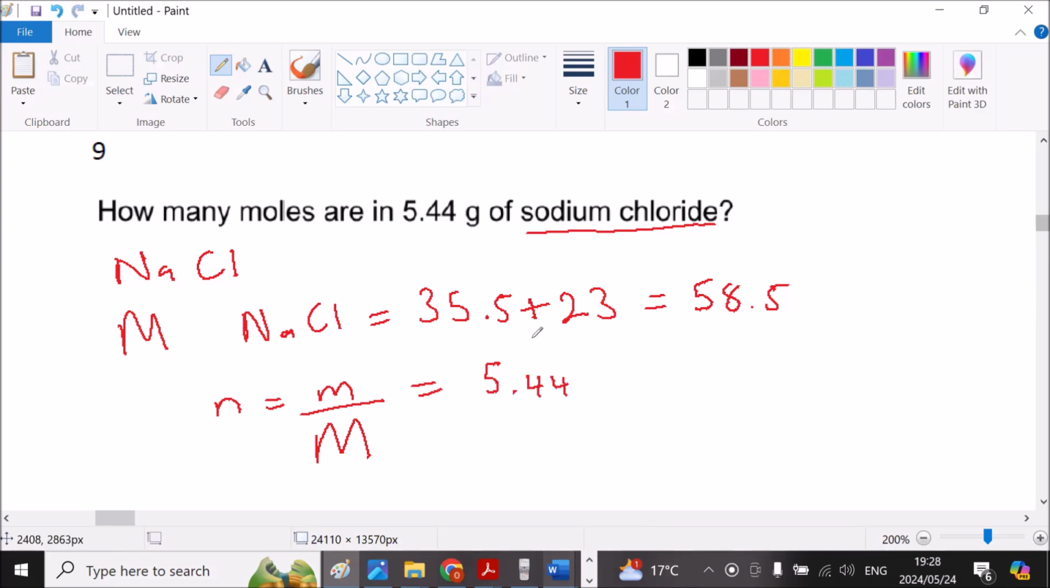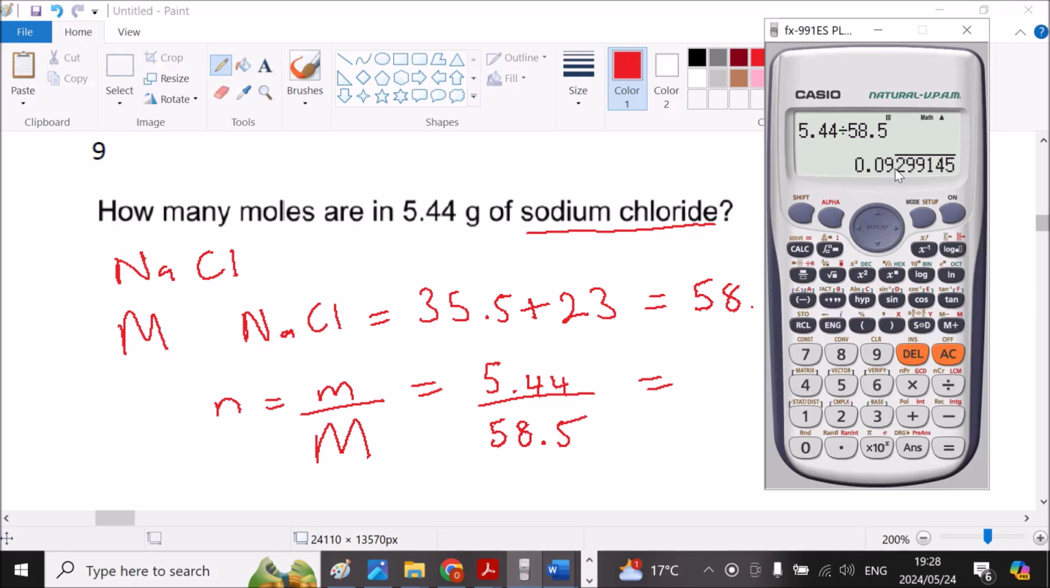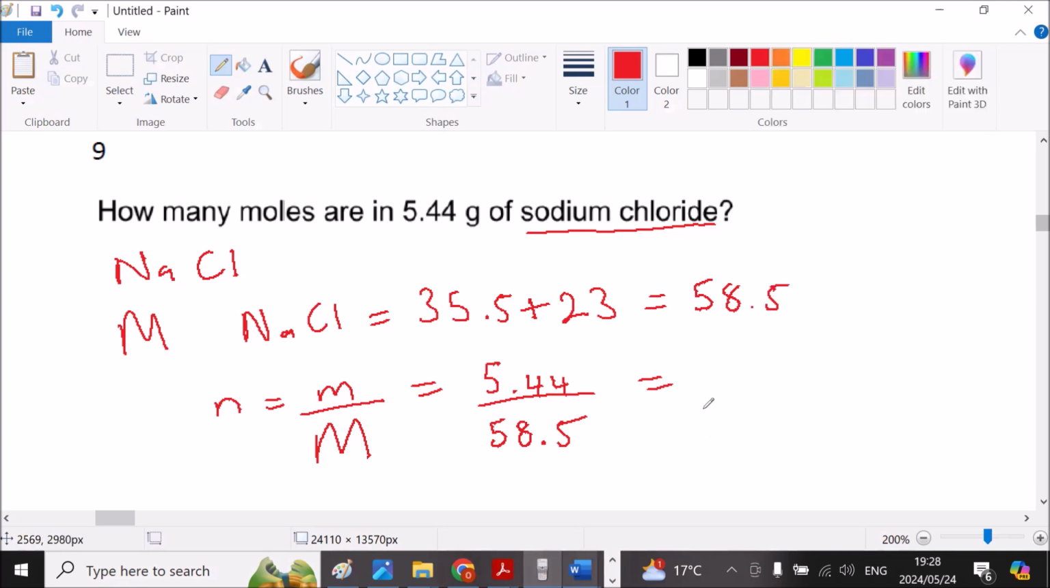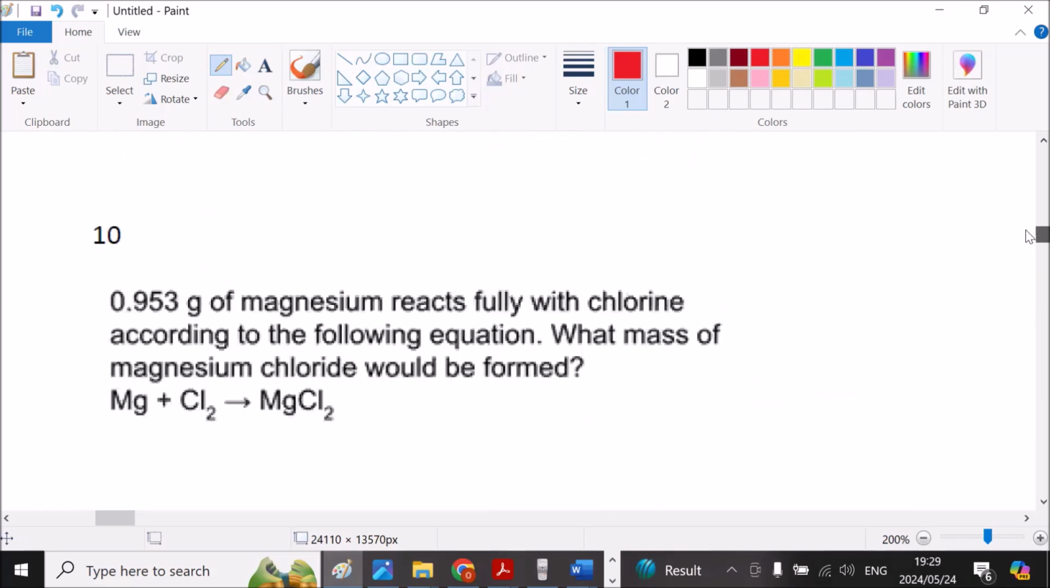5.44, which is this mass, over the relative mass, which is 58.5, which is 0.093, to 3 decimal places, 0.093 moles. Now we move to the next question.